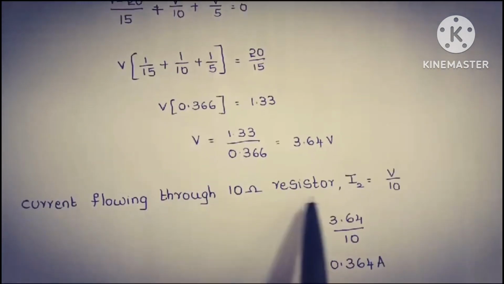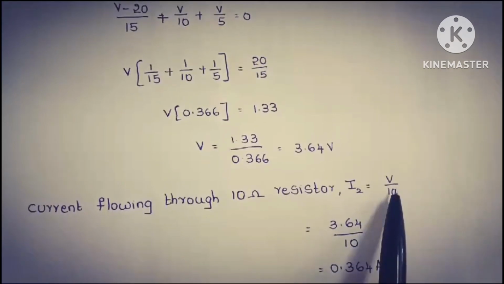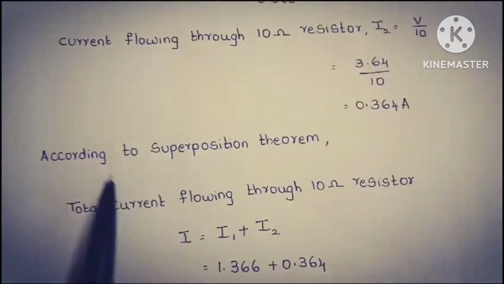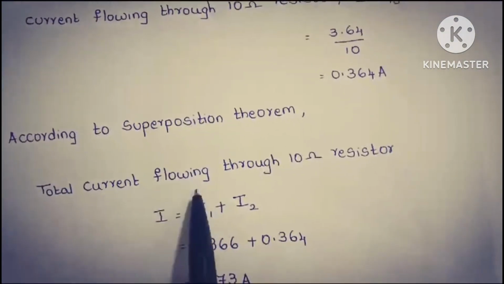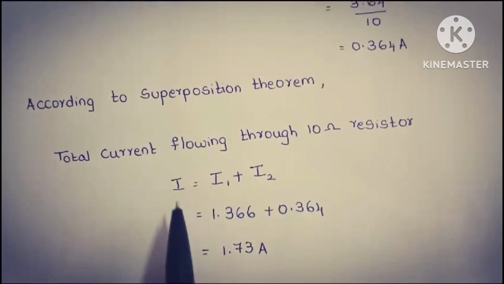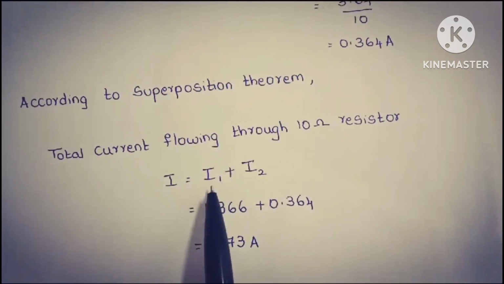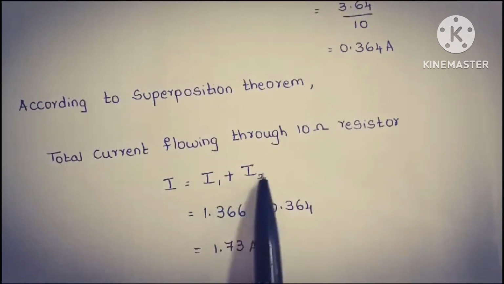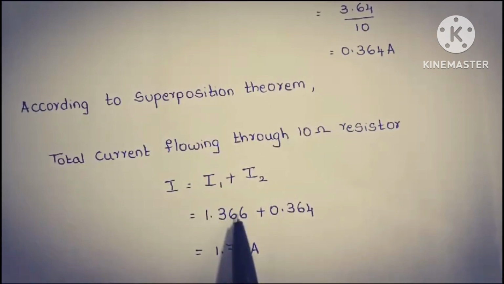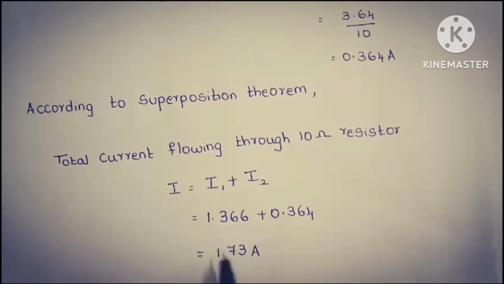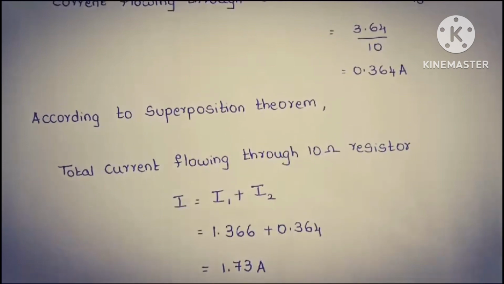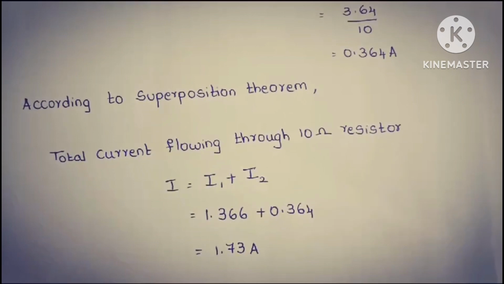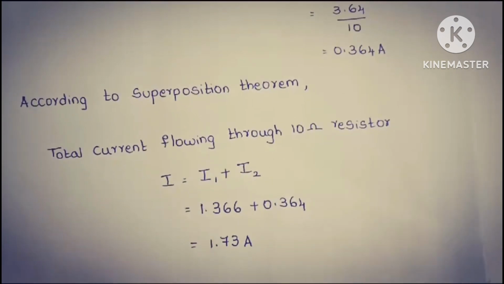Therefore, the current flowing through the 10 ohm resistor in this case is V/10, that is 0.364 amperes. According to the superposition theorem, the total current flowing through the 10 ohm resistor is the sum of the currents obtained when individual sources are considered. That is, I = I1 + I2 = 1.366 + 0.364, which gives 1.73 amperes. So this is the total current flowing through the 10 ohm resistor when both the sources are considered. Thank you.